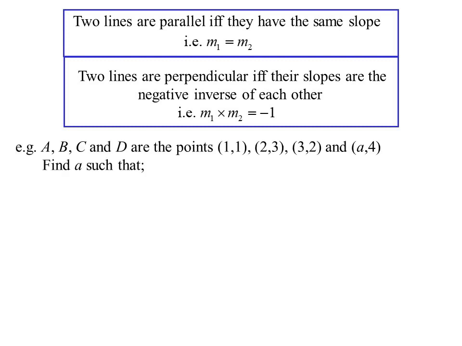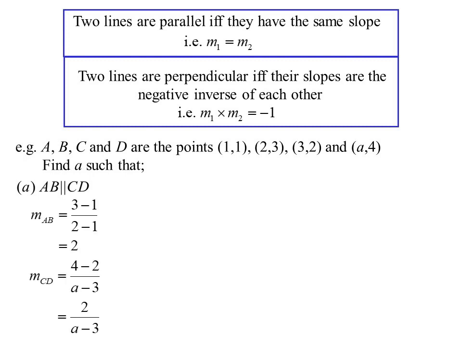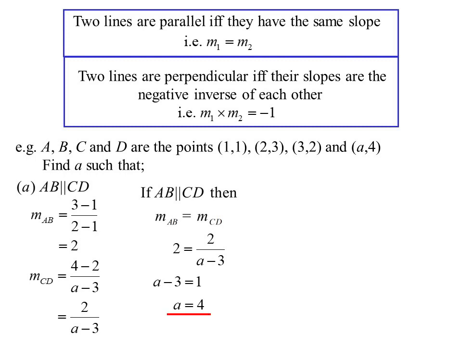Okay, A, B, C and D are these particular points. We just don't know what a is. We want to work out what a is if they're parallel. Well, we now know that if they're parallel, they have the same slope. So slope AB I can work out. It's 2. Slope CD, I don't know what a is, so best I can do is say 2 over a minus 3, but they're parallel. So they've got to have the same slope. So let's solve that little equation. And we get a is 4.